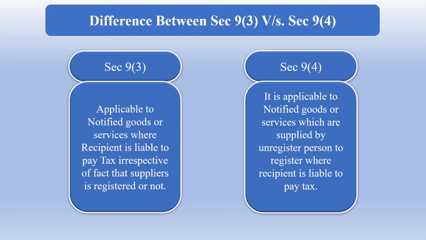So friends, this is just a brief introduction of section 9 subsection 3 and section 9 subsection 4 of the CGST Act 2017. And friends, in our upcoming videos, we are going to discuss all the supplies of goods and services which are notified under these sections.